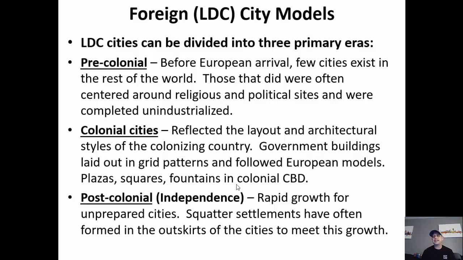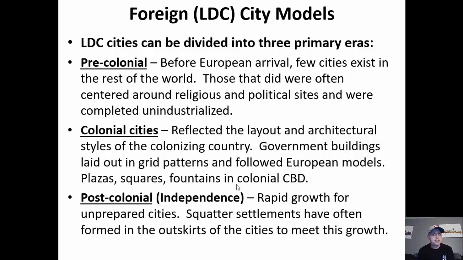So again, we're talking about places like what will later be Mexico City, right? Aztecs and Incas. Some of these massive native tribes built massive cities, and they did so without any sort of industrialization. And so the cities reflected that. They were built for religious or political reasons.